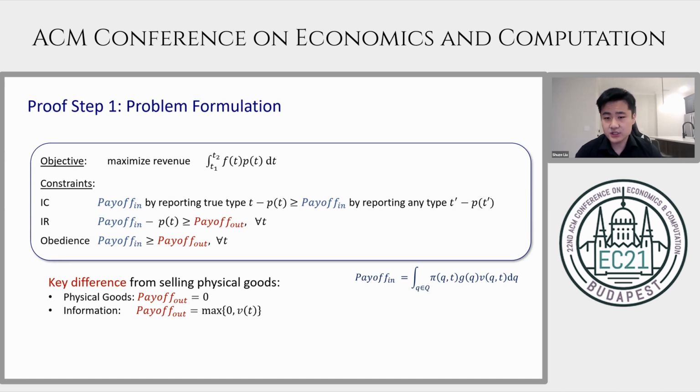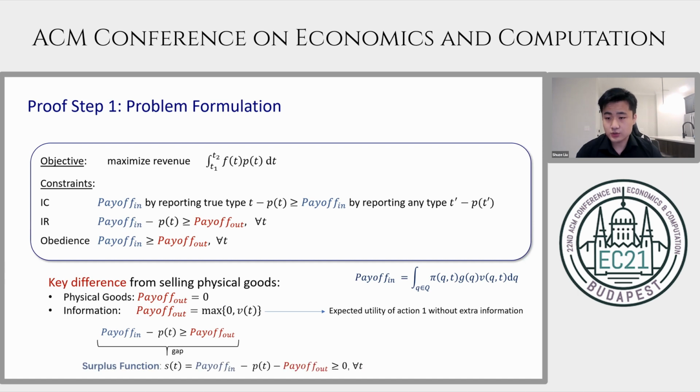That means if the distribution of Q is good enough, the buyer will take action 1 without purchasing any information and can derive a positive utility Vt. So to capture this big difference in IR constraints, we use the surplus function St to capture the gap between the left side and the right side of the IR constraint. And to ensure the IR constraint, we always want this St to be non-negative.